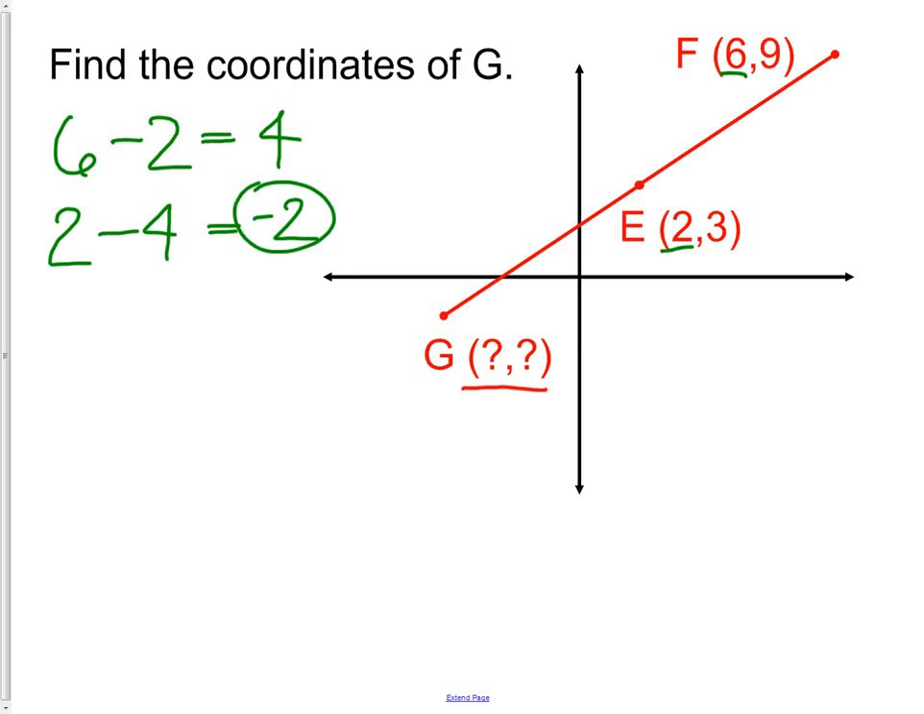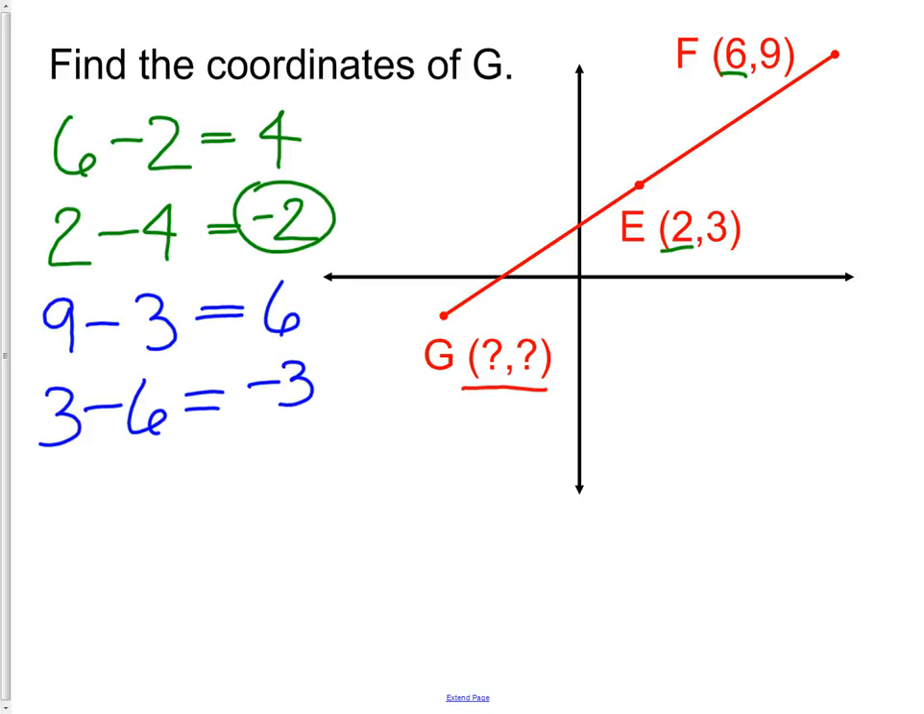We have one of our coordinates. Now we need to do it for the y. We start at 9, we go to 3, and we went down 6. Now we're going to start at 3, go down 6, and we end at -3. Now we have both parts of our ordered pair. G is at -2, comma, -3.